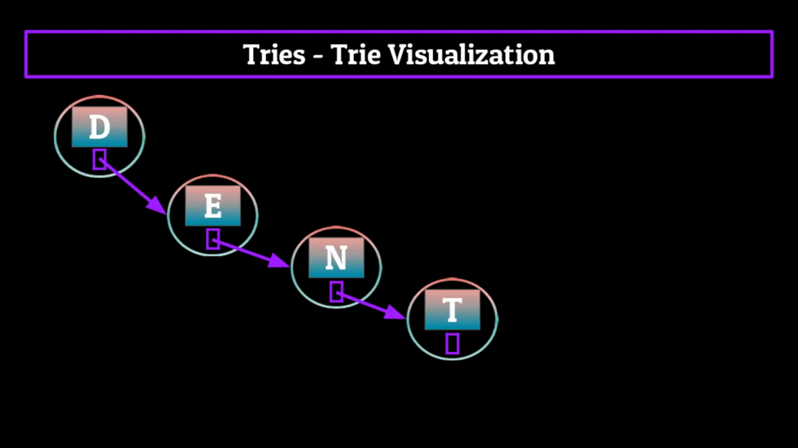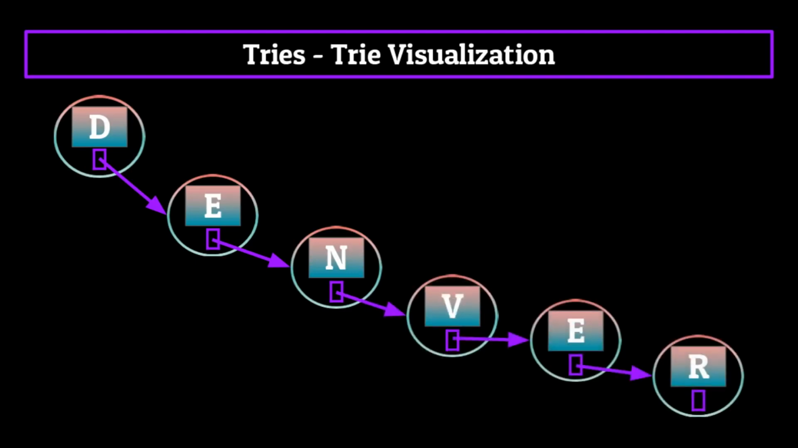This does provide a bit of a problem for computer scientists though. How do we know when a word has ended? Let's take the Denver path as an example. If we wanted to retrieve the word den from this trie, how would we know to stop at the end node and not continue along to Denver?